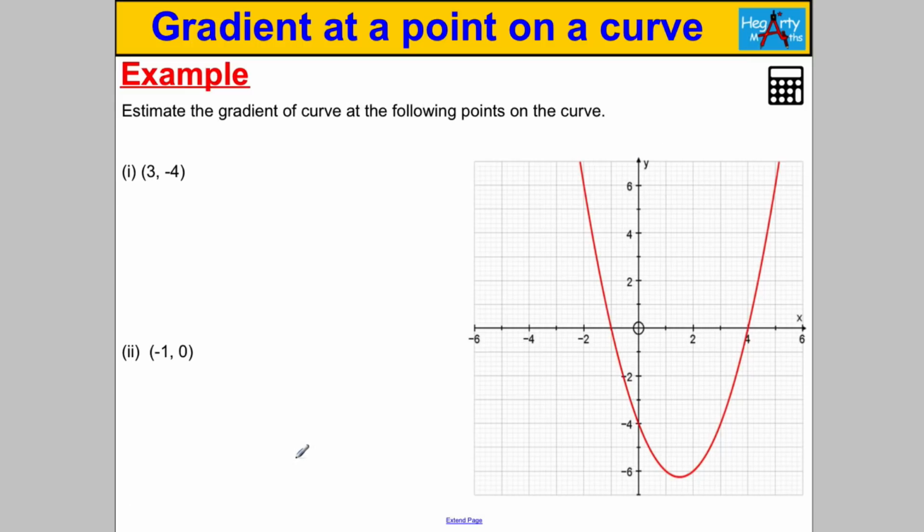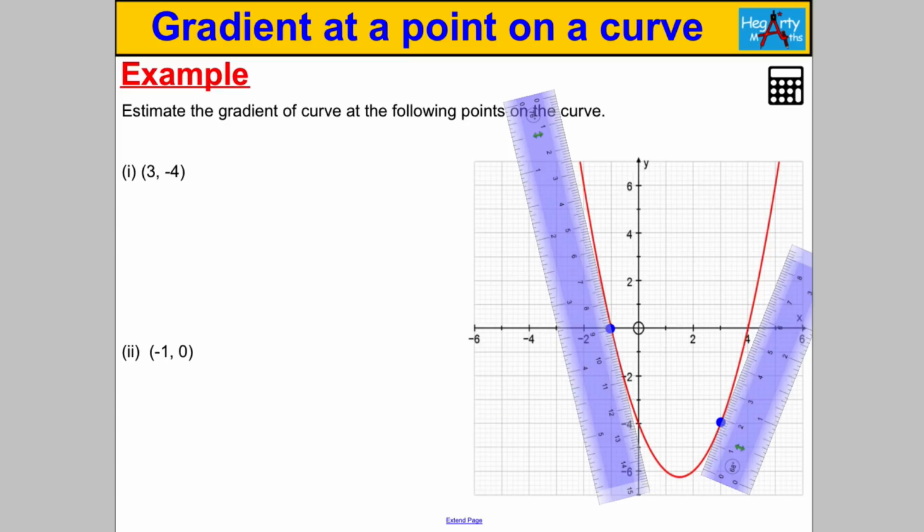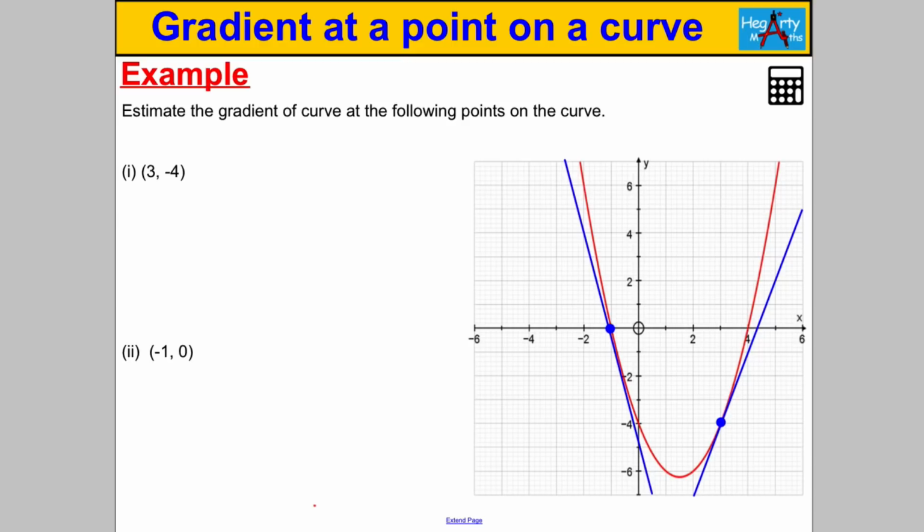Next question, pause and have a go. We're asked to estimate the gradient of the curve at the following 2 points, so 3, -4 and -1, 0. Step 1, mark those points on the curve. So I've marked the point 3, -4 and -1, 0 here. And we are now going to get a ruler out, and we're going to twist our ruler so that we can have a line that just touches at both those points. And it would look something like this, and we draw 2 long tangents, and we will use those tangents to estimate the gradient of the curve at these points.